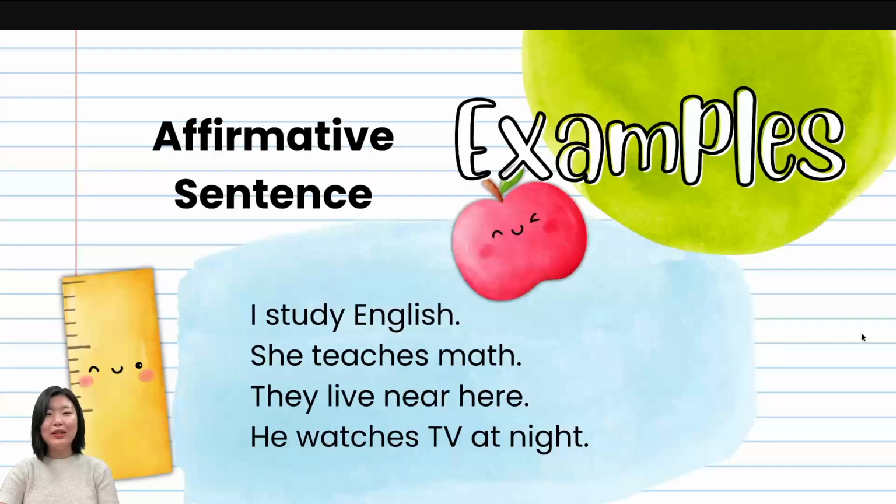So let's take a look at more examples of an affirmative sentence in a present simple. I is a first person singular, so you cannot use it with an S. So you have to use a base form of a verb. So you would say, I study English. She teaches math. It ends with an S because it is used with third person singular. They live near here. They is a third person plural, so you do not add an S. He watches TV at night. Here, you see that he is a third person singular, so you must add an S to your verb.